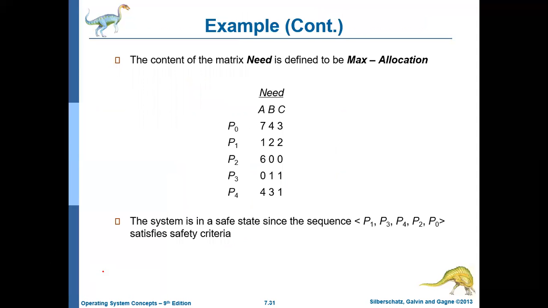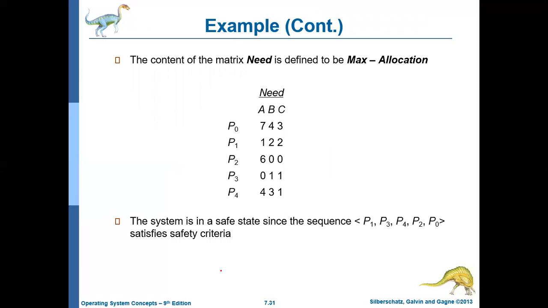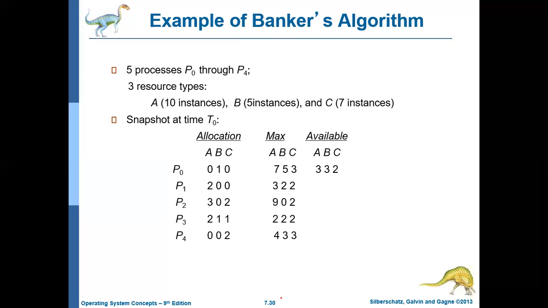Now from this we can calculate need. How can we calculate need? Need is always max minus allocation, as we already discussed. So the need of P naught: P naught requires a maximum of 7 instances of resource A, but 0 is allocated. So need is max minus allocation, 7 minus 0.